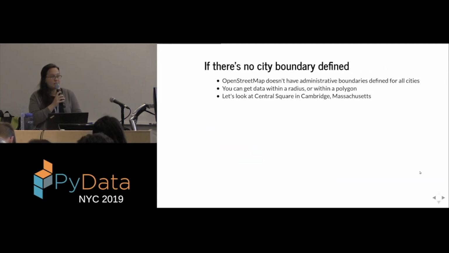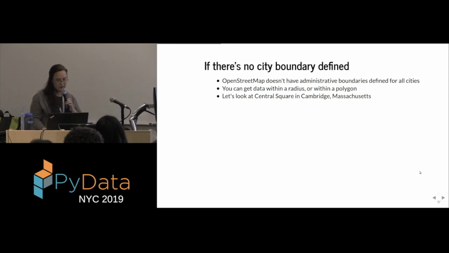But not all cities in OpenStreetMap have their administrative boundaries defined. Cambridge does, but if the city that you want to get street network data for doesn't, then there are other ways you can use OSMnx to get the data. You can get data within a certain radius, or if you have a polygon for the region you care about, you can give that to OSMnx.